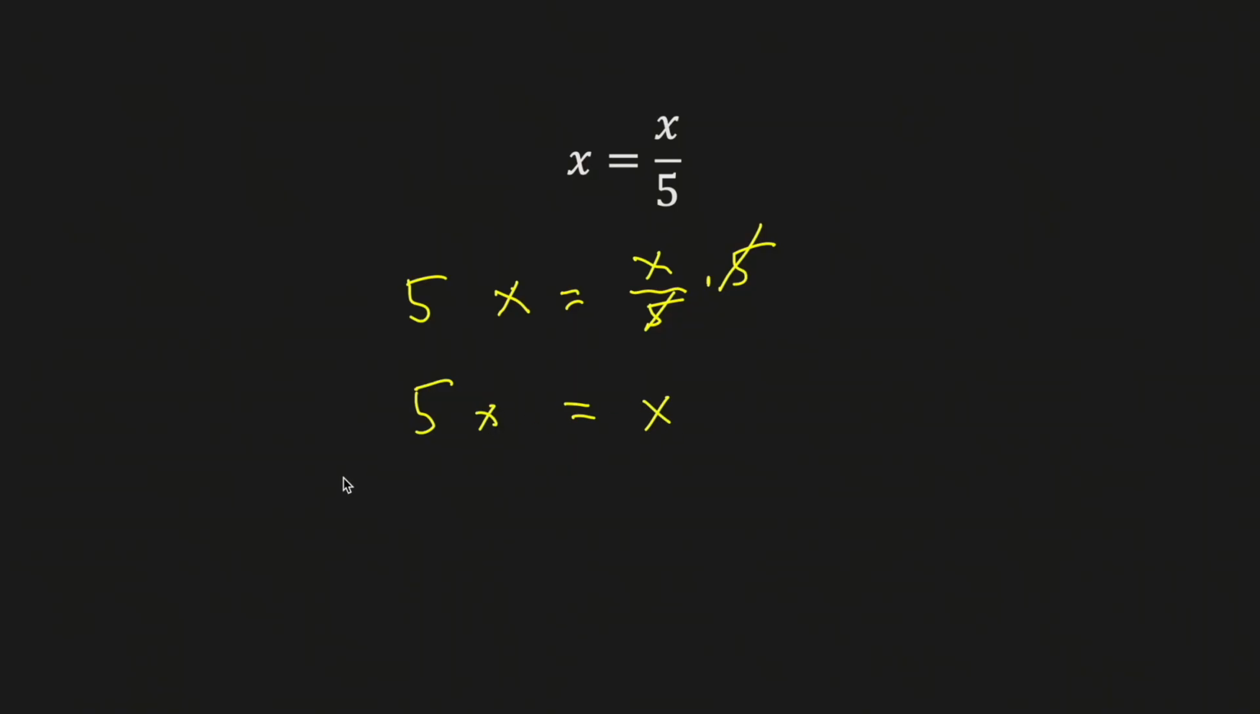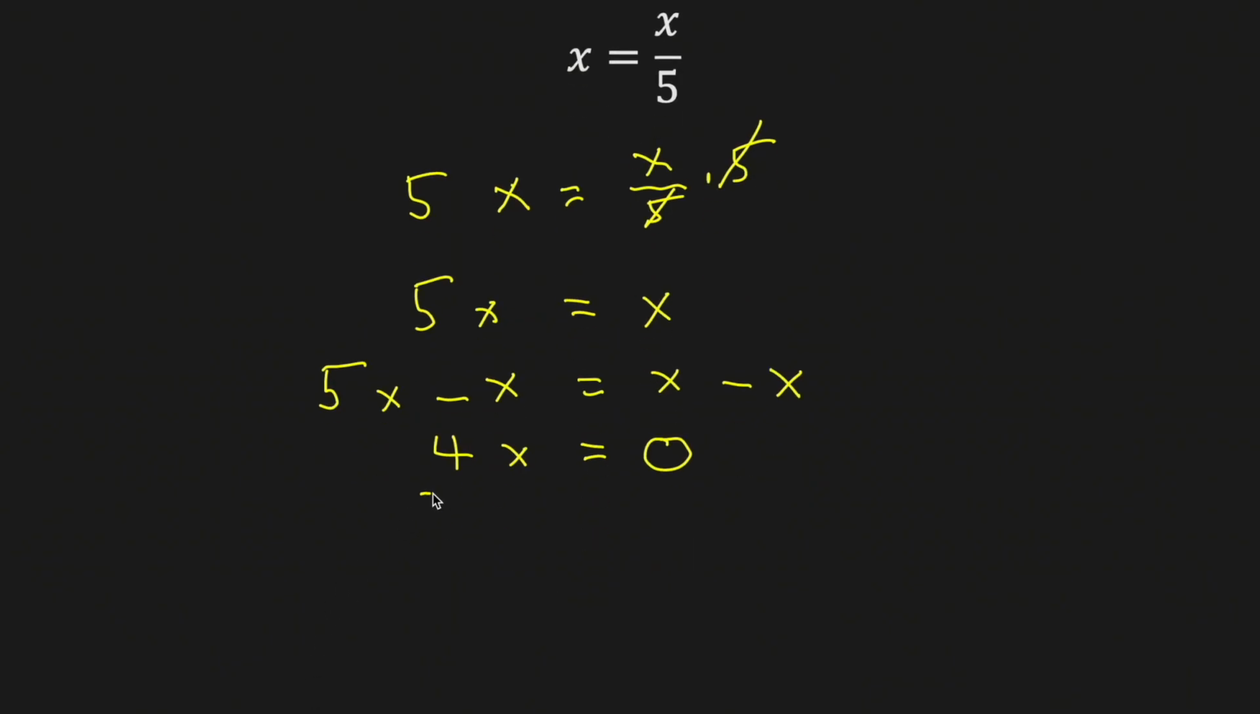Now let's subtract x from both sides of the equation. On the left we get 5x minus x, and on the right we get x minus x. 5x minus x is 4x, and x minus x is 0.